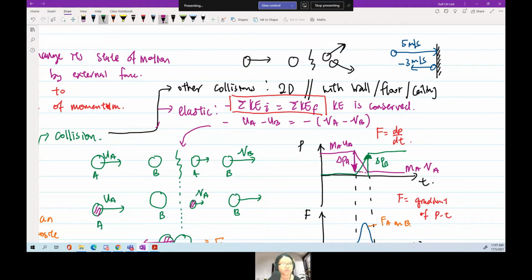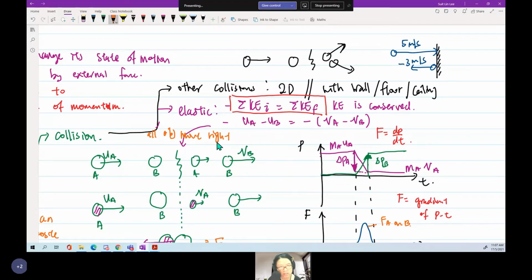Let B move a bit. Maybe not, then my graph will get messy. It's the same scenario as this one. Everything is moving to the right. Here, all objects move right.